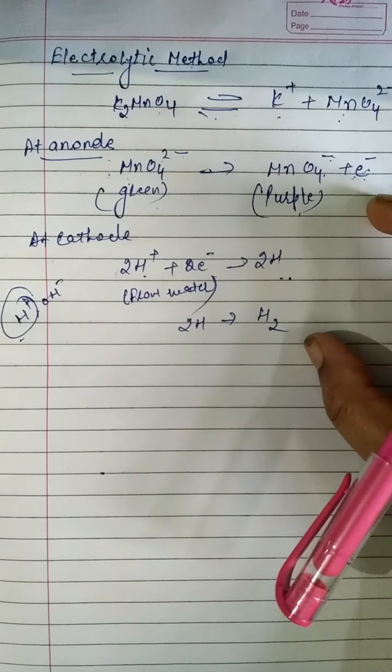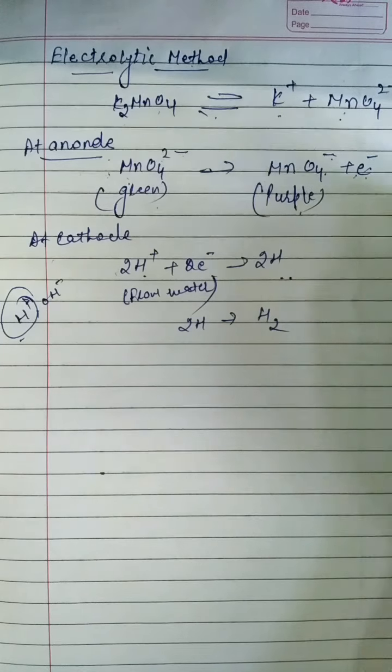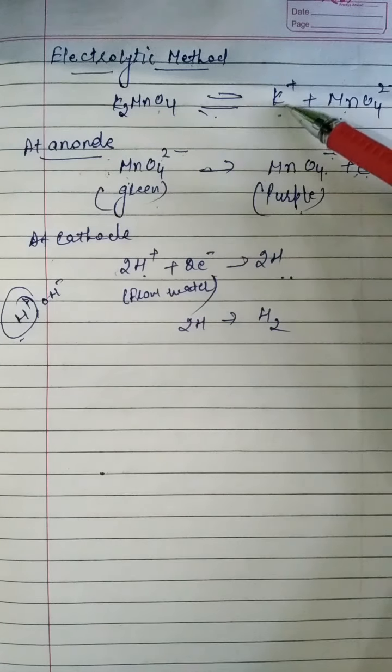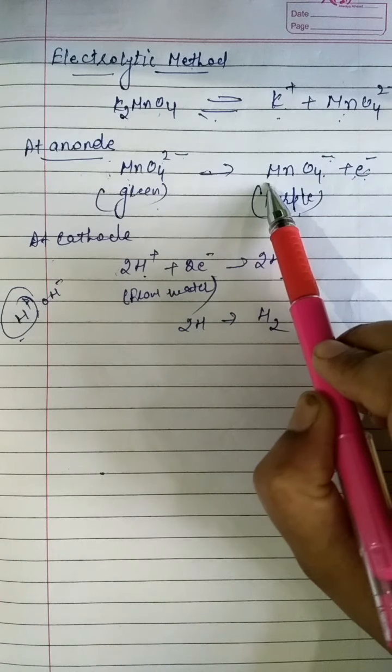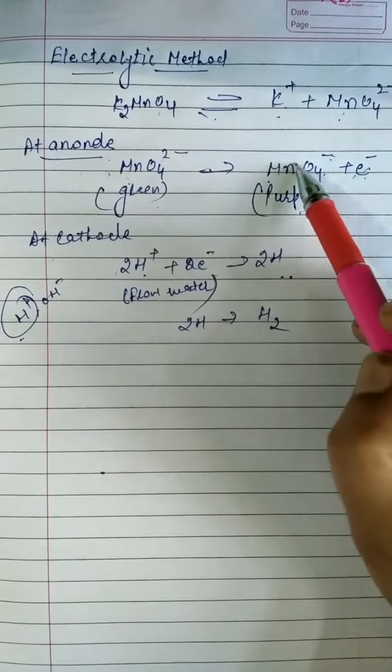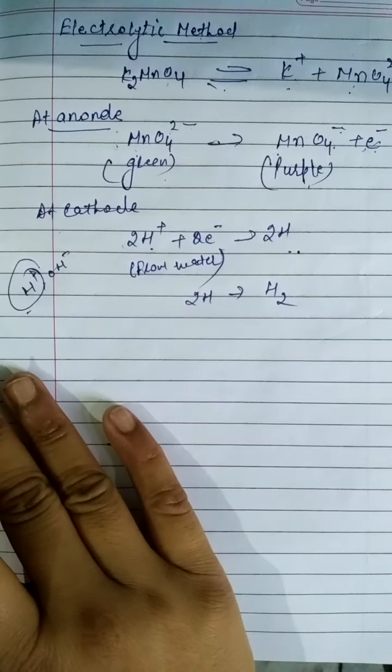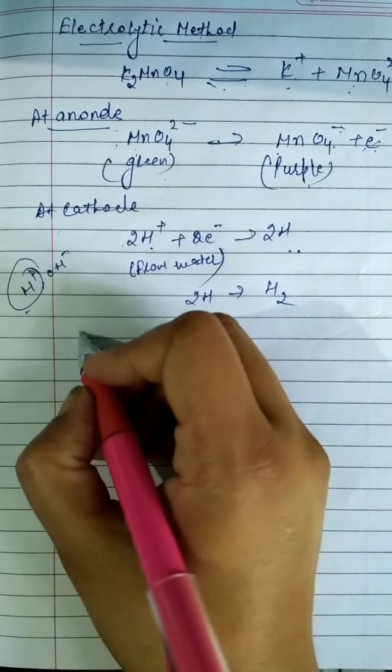Here this one is the second preparation. Further, they react with K and are converted into KMnO4, the positive and negative ions. The second preparation is the electrolytic method, and the third one is the laboratory preparation.